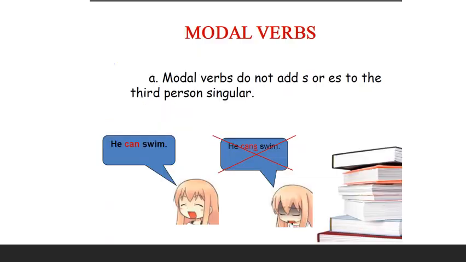Modal verbs do not add s or es to the third person singular. Third person singular is he or she. Generally, with he, we use the verb V1 plus s. He swims, we say, isn't it? She swims or he swims. But the modal verbs remain the same. Like he can swim. You cannot write he cans swim. That is wrong. So modal verbs remain the same in the third person singular: he can swim.